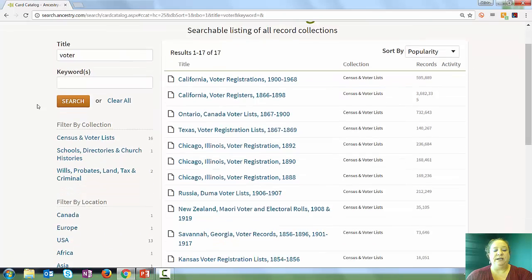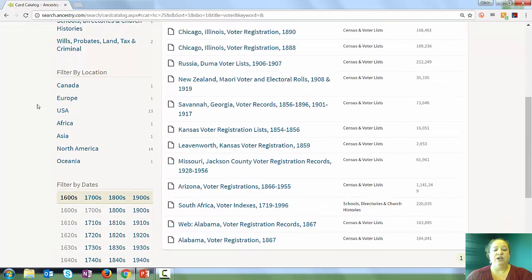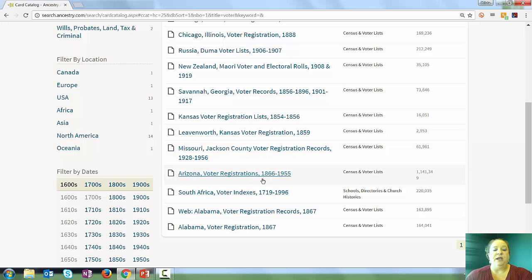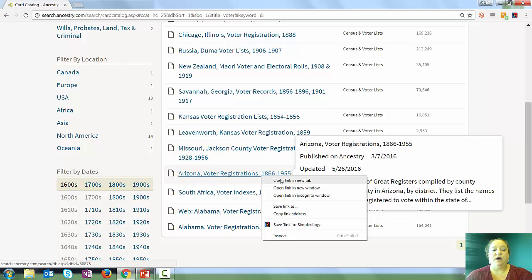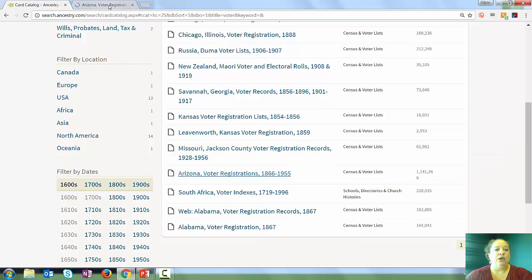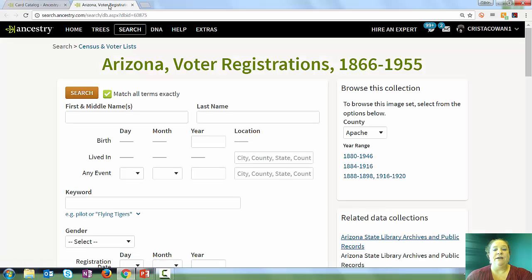Now, let's look at a few examples. We're going to scroll down here to the state of Arizona. Arizona voter registrations run from 1866 through 1955 that are available here on this site. Now, one of the reasons why voter registrations are an important record type is because they help us fill in the gaps in between census years.